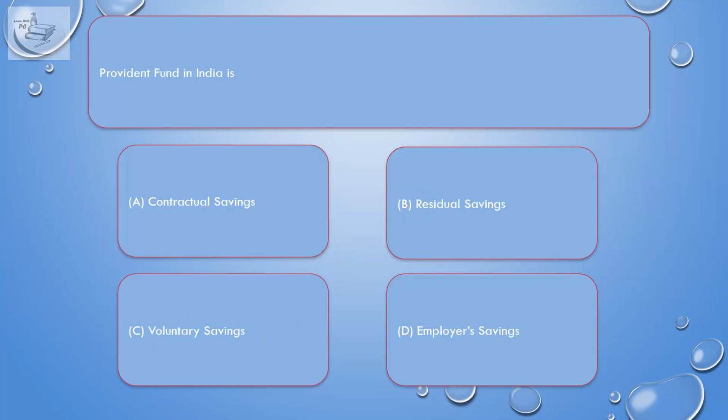Question: Provident Fund in India is A. Contractual savings, B. Residual savings, C. Voluntary savings, D. Employers' savings. Correct answer is A. Contractual savings.